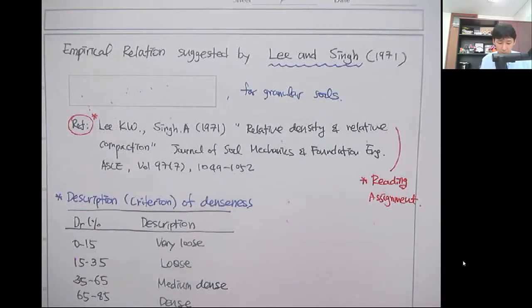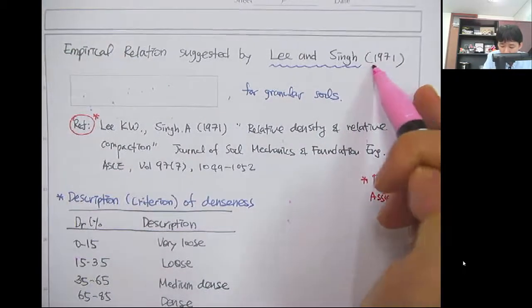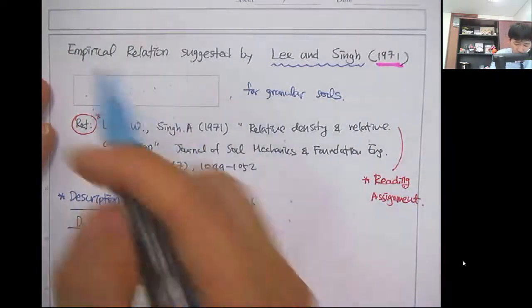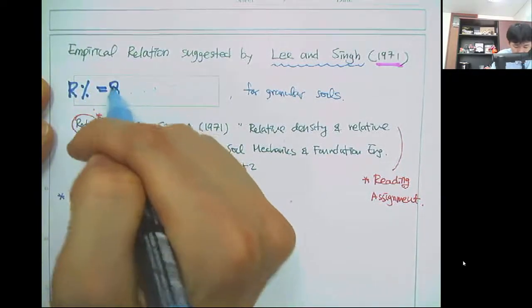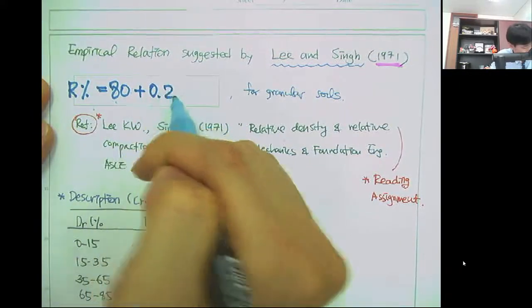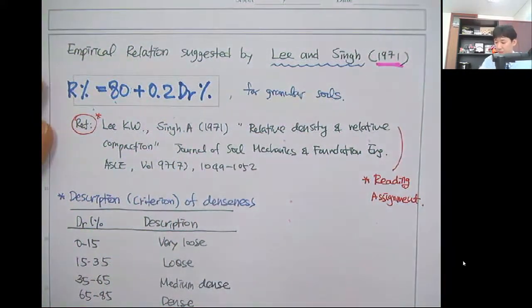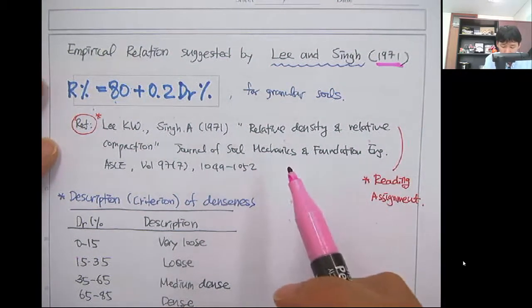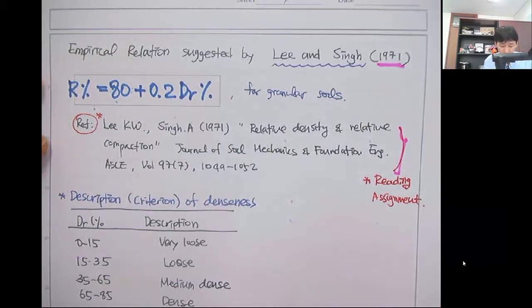Then an empirical relation has been suggested by Lee and Singh in 1971, and the relation is R in percent is 80 plus 0.2 Dr percent. And I recommend you to read this reference, the reading assignment.